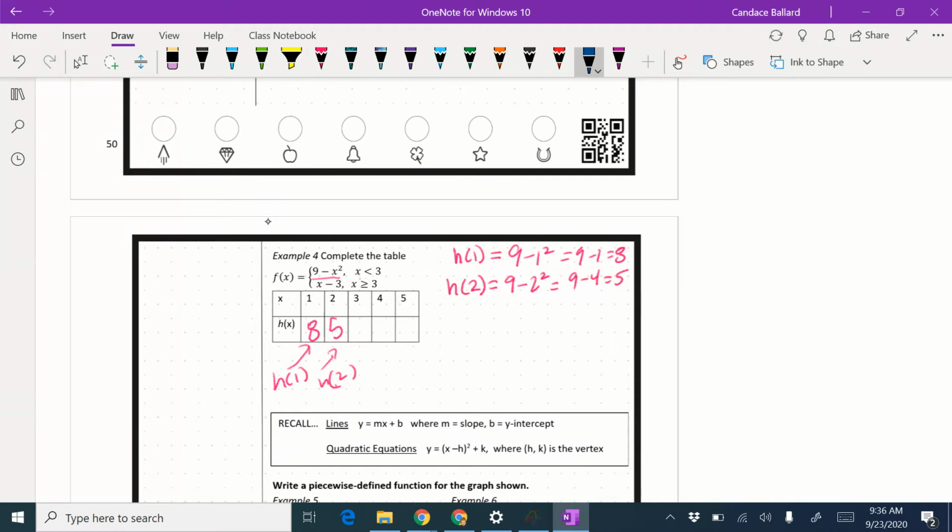Here's the next equation. The next number is 3. So we're going to find h of 3. For h of 3, I notice 3 is greater than or equal to 3, so it's going to go into the bottom equation. So we've got 3 minus 3, which is 0.